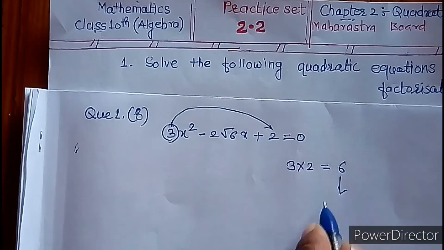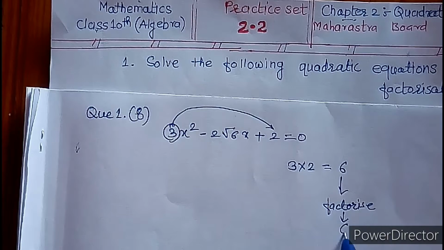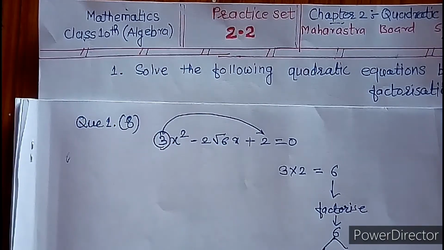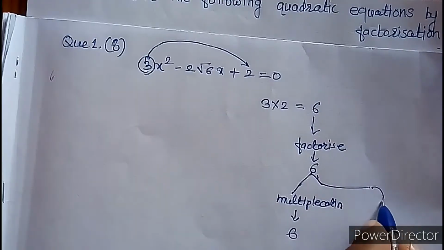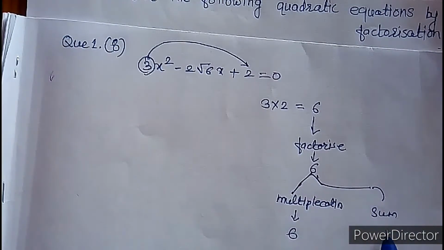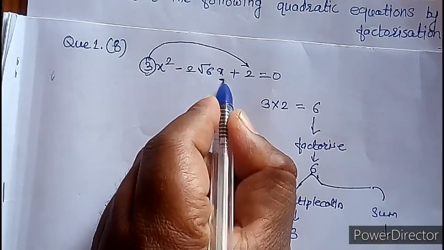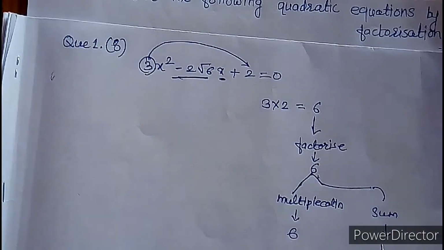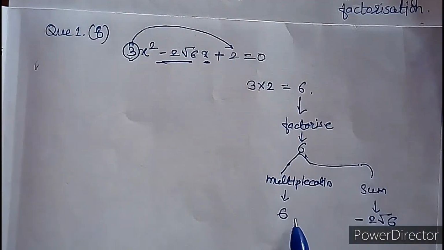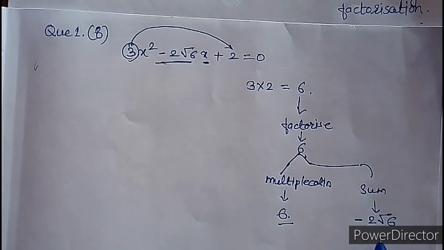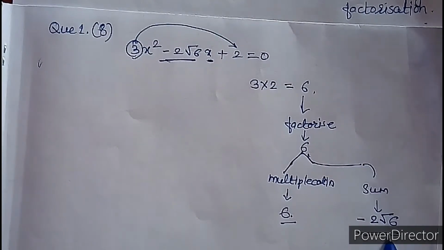We have to factorize this 6 in such a way that the multiplication of these factors will be 6, and the sum of these factors must come to the coefficient of x, that is minus 2 root 6. Means we have to choose the factors of 6 in such a way that their multiplication must be 6 and the sum of those factors must be minus 2 root 6.